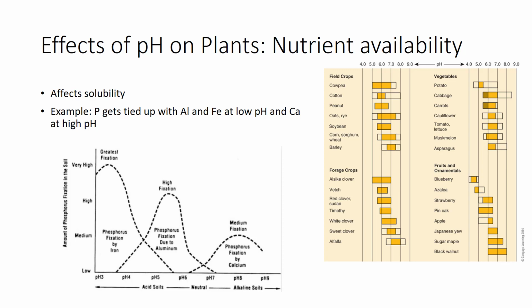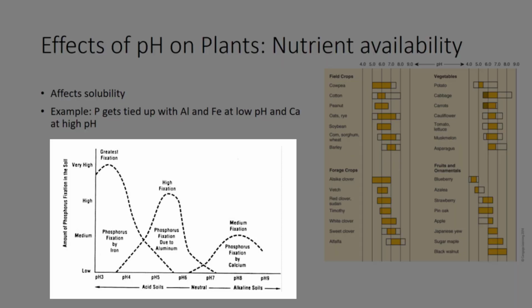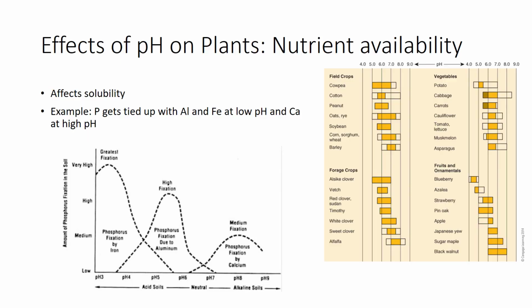Many soil elements change form as a result of reactions in the soil. These reactions, controlled by pH, alter the solubility and therefore the availability of nutrients. A good example is phosphorus, which gets tied up with aluminum and iron at low pH, and with calcium at high pH. Therefore, phosphorus is most available to plants at near neutral pH.